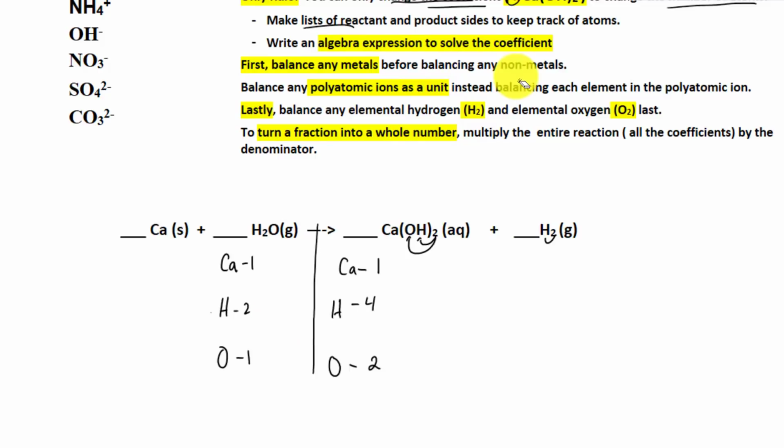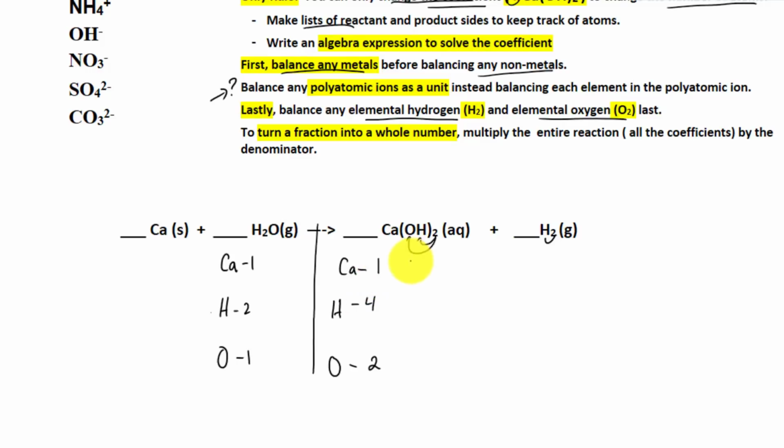The first type of element that we always balance first is any metal, before we even touch any non-metals. The last type of substance that we're going to look at is the elemental hydrogen and the elemental oxygen. These two will be the last thing that we are going to look at. What about the rules in between? Now, this rule can sometimes be effective in terms of balancing a chemical equation, but most of the time we just ignore it. So let's look at this particular problem.